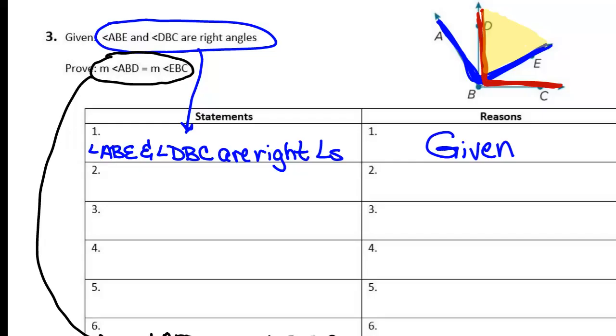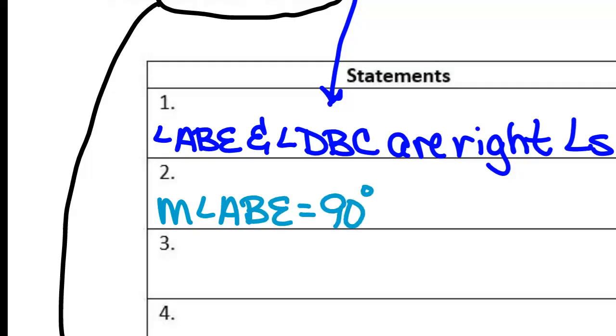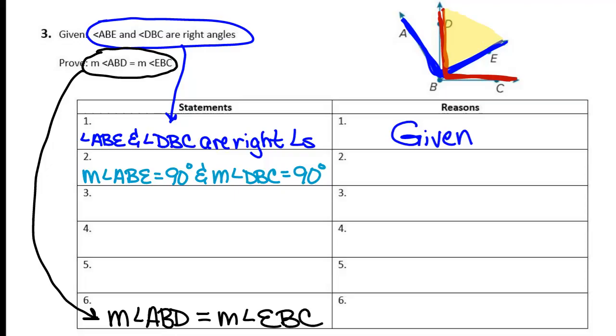Let's go back to our given. ABE and DBC are right angles. If they're right angles, how big are they? 90, yes. So the measure of angle ABE equals 90 degrees, and the measure of angle DBC is equal to 90 degrees. My 9-year-old hasn't studied right angles yet. She wouldn't understand the reason that we're allowed to say this.